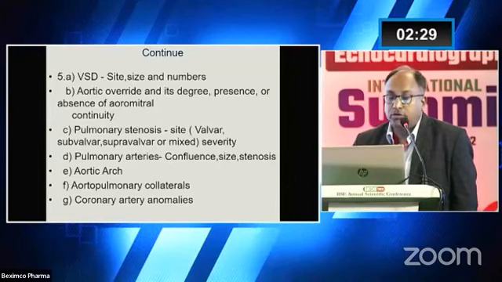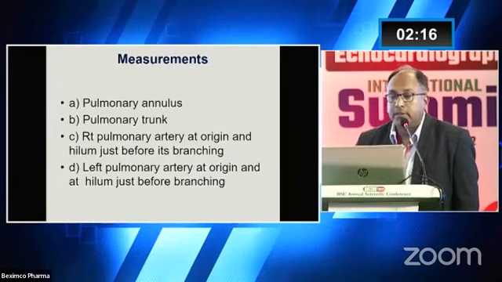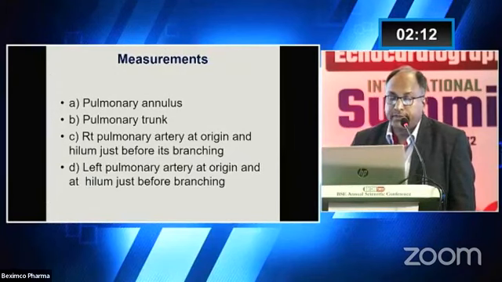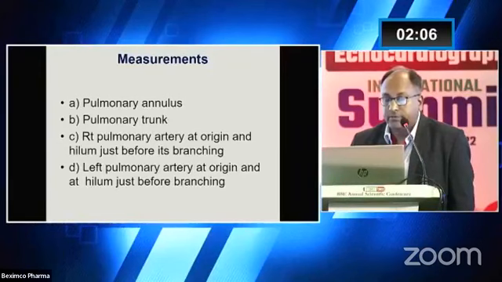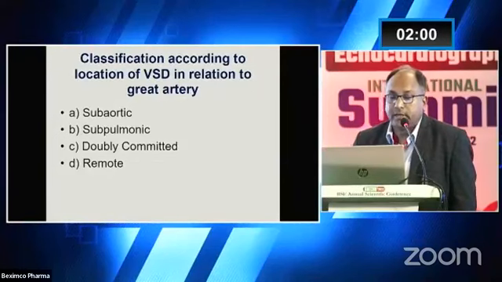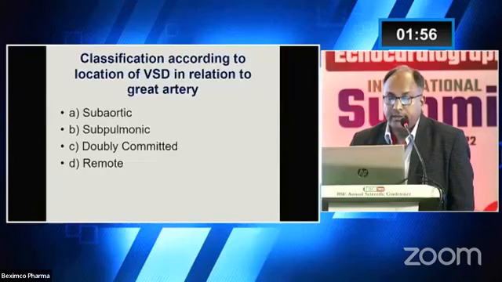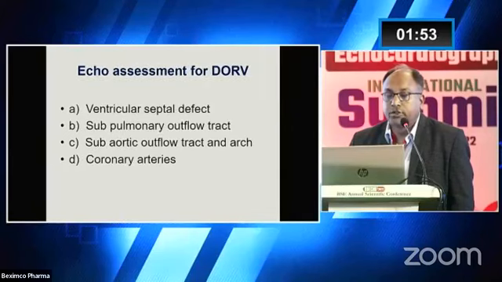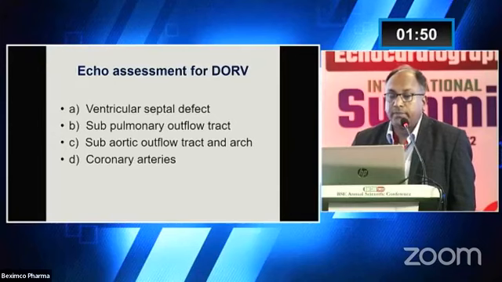Some of these issues have also been addressed in the case of double outlet right ventricle, because in fact tetralogy of Fallot is a part of DORV. We'll see it later on. So for measurements, we go for pulmonary annulus measurement, pulmonary trunk, right pulmonary artery at origin and hilum just before its branching, left pulmonary artery at origin and hilum just before branching. And the classification according to the location of VSD in relation to the great arteries: it may be subaortic, subpulmonic, doubly committed, remote. In DORV, we go for ventricular septal defect, subpulmonary outflow tract, subaortic outflow tract, arch and coronary arteries.